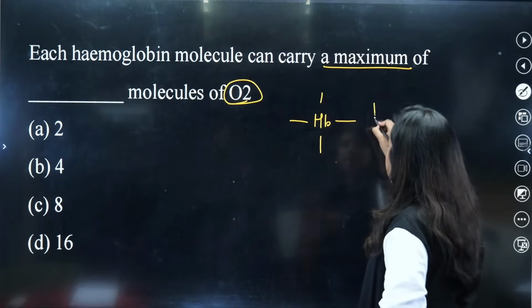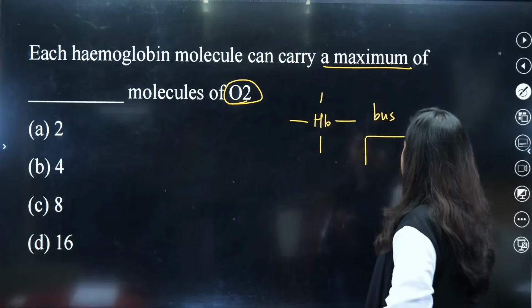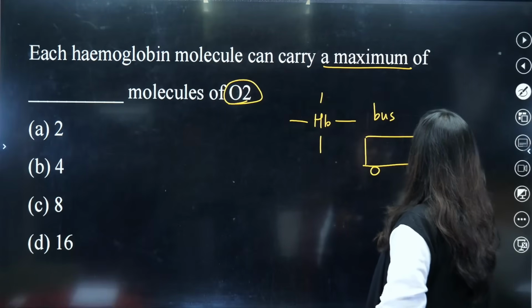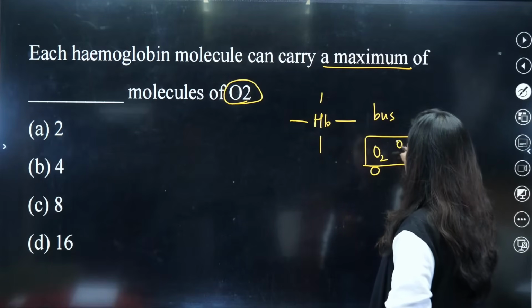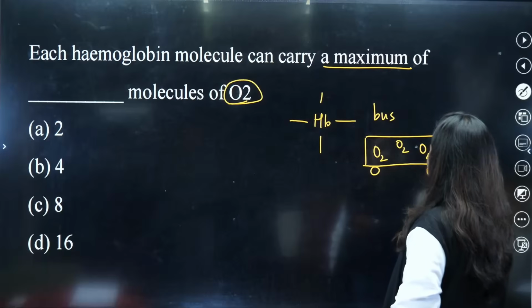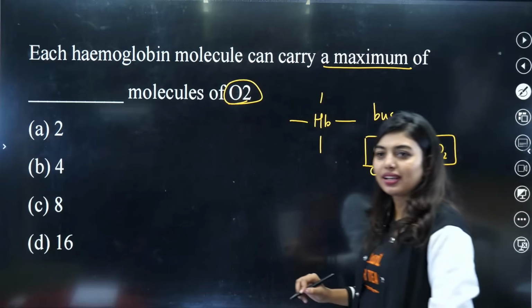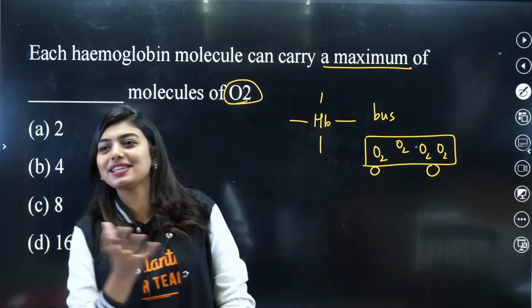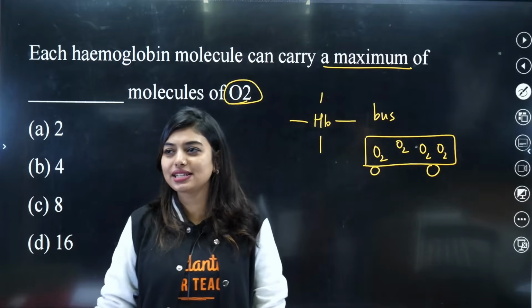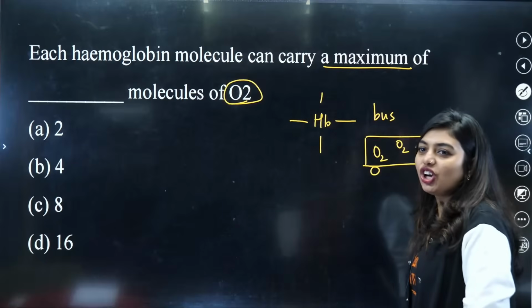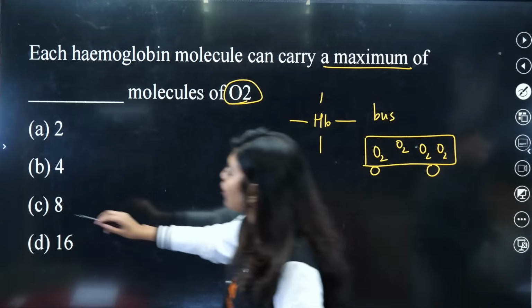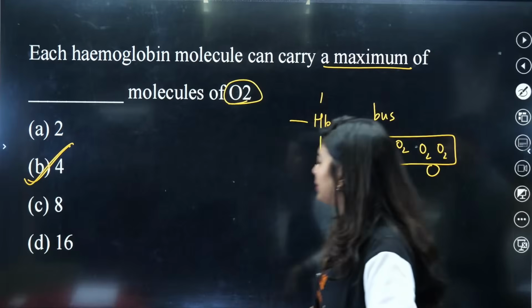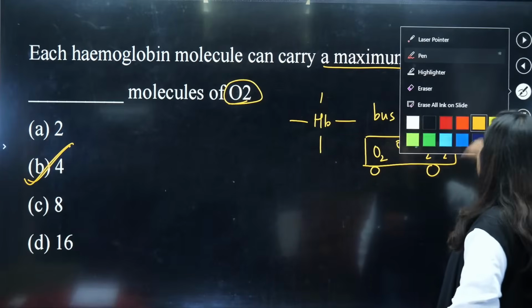Think of it as a bus. Okay, hemoglobin is a bus. In this bus, only 4 people can go. 4 oxygen molecules can go. Always. You can call it a car also, but bus is easier, students. Car, four-seater, no. So, 4 molecules of oxygen will always go with the hemoglobin. Hemoglobin is the bus.